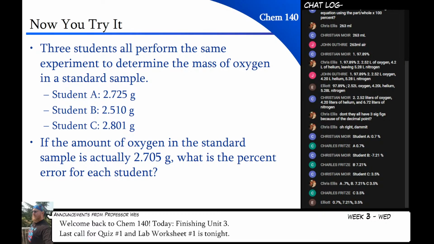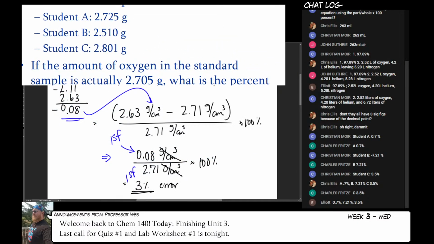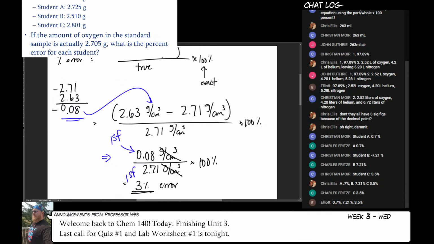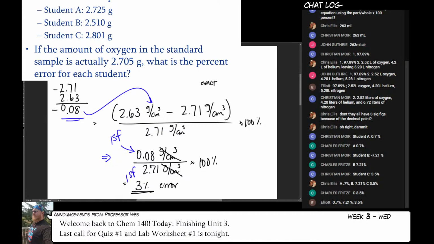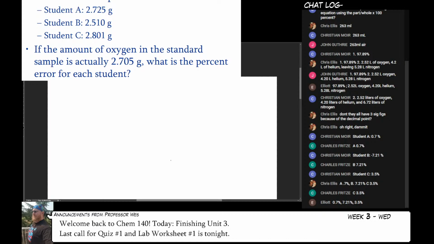All right, so let's look at these samples and see if we can calculate the percent error. All right. I see everybody got the same answer for A. So that's always reassuring, right? When everybody gets the same answer. Oh, I have bad news for you guys. There's our formula.